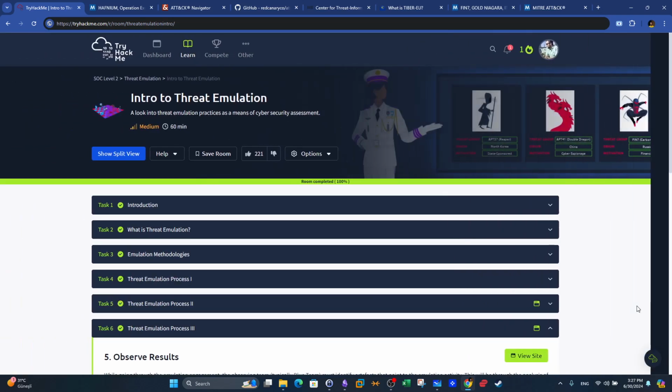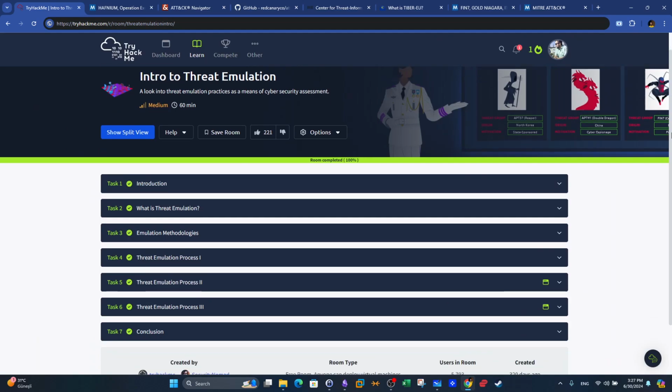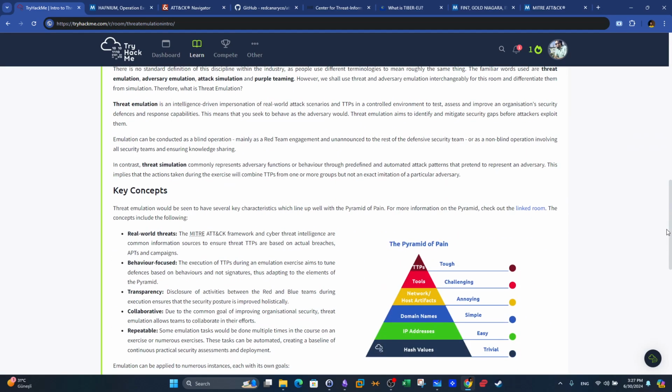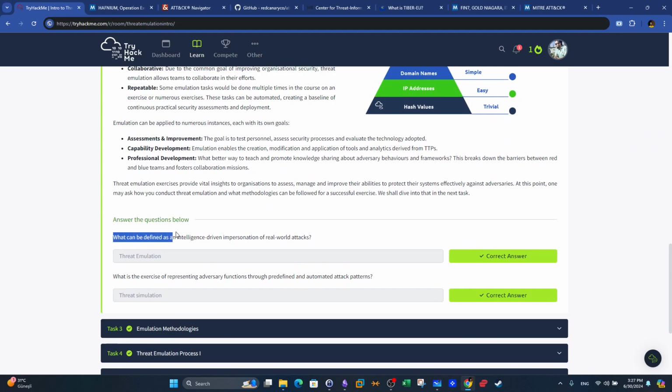And that concludes the scenarios. Okay, you want the answers for the other tasks. Let's go over these. What can be defined as an intelligence-driven impersonation of real-world attacks? It is emulation. What is the exercise of representing adversary functions through predefined and automated attack patterns? It is simulation. See, the end here is to emulate the attacker's behavior, but we have different ways to do it. You can use simulation, you can use emulation, you can use pen testing. It's up to you, or up to the environment or the requirement of your client.